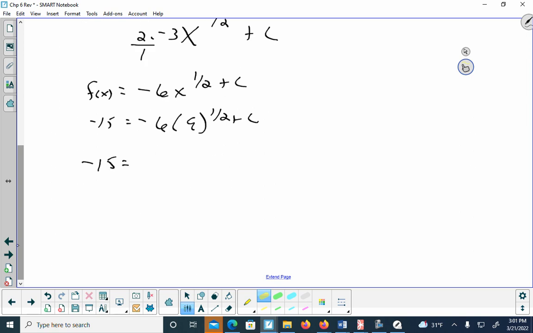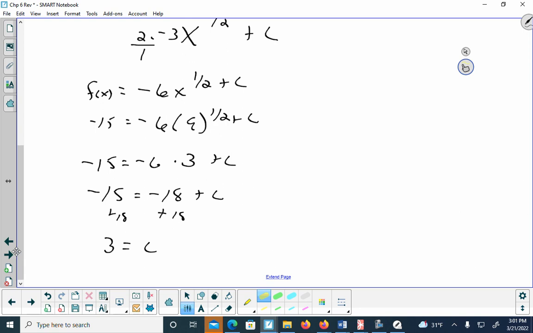So negative 15 is equal to negative 6 times the square root of 9, which is 9 raised to the 1 half power, is equal to 3. And that negative 15 is equal to negative 18 plus c. Solve to get that 3 equals c, and negative 3 is equal to c.